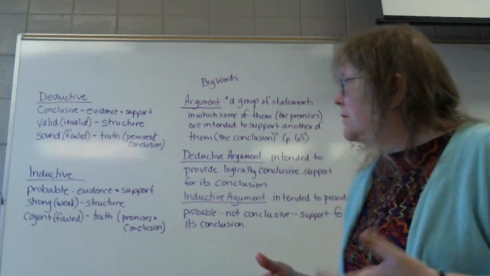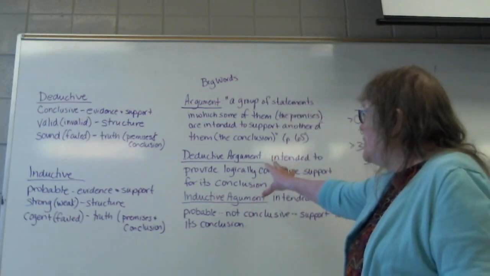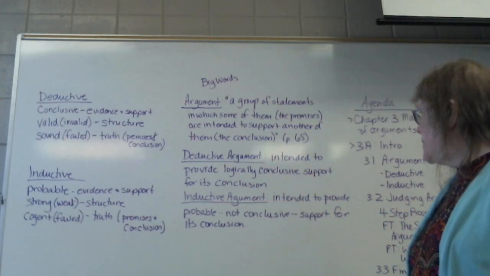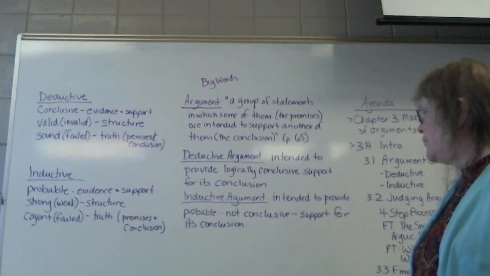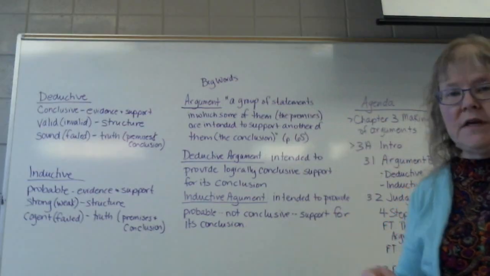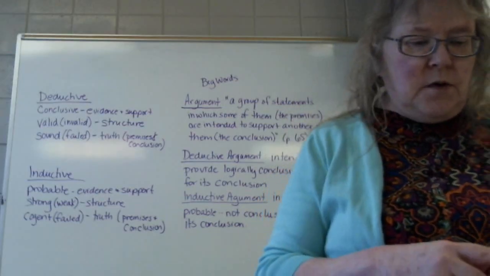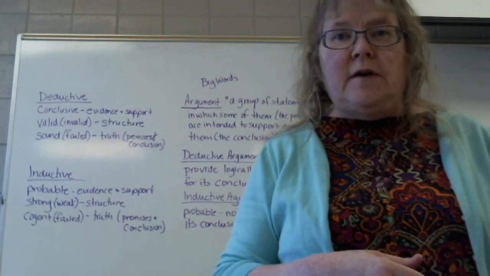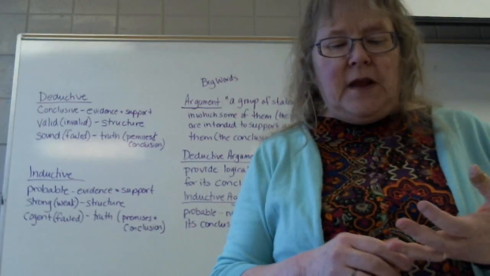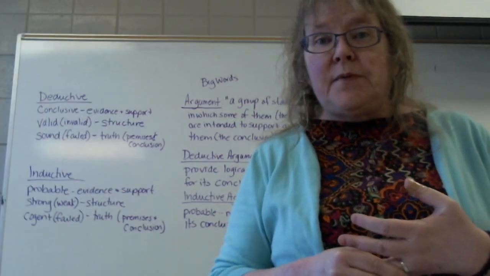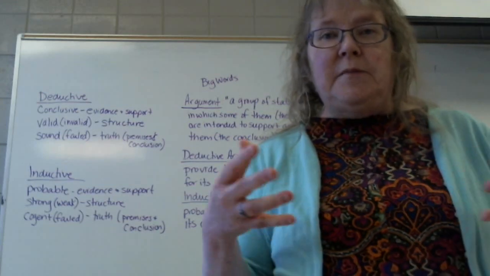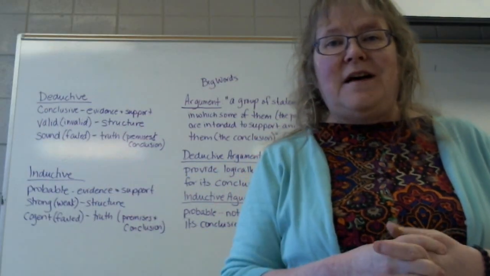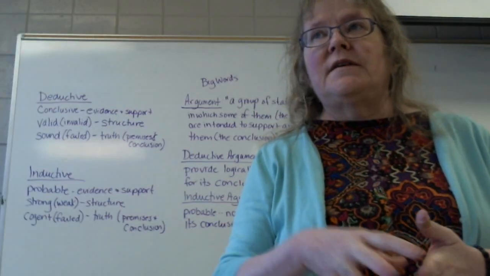So this section, of course, we got our argument basics going. Deductive argument intended to provide logically conclusive support for its conclusion. Inductive argument intended to provide probable, not conclusive support for its conclusion, and all the permutations with that. In this section, we also learned about the 4-step process for judging arguments, for figuring out whether they're inductive or deductive and how good they are. We also did the 3-step process of filling in the blanks, basically implicit premises. And then in the next section, in 3B, we're going to talk about that other process with 5 steps.